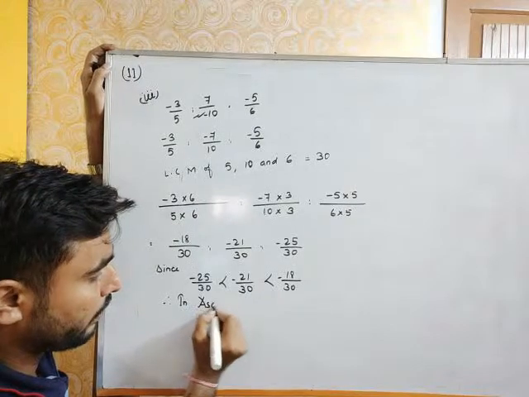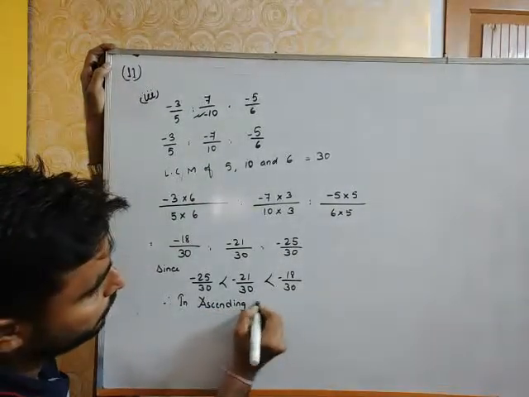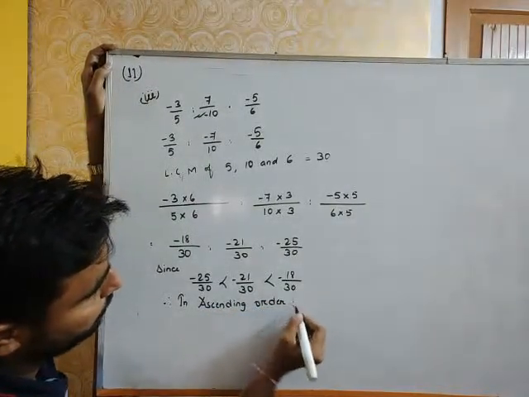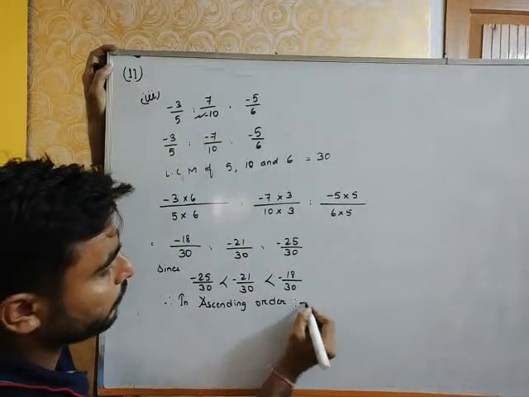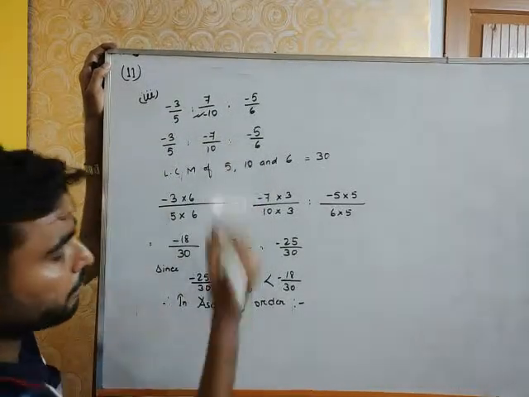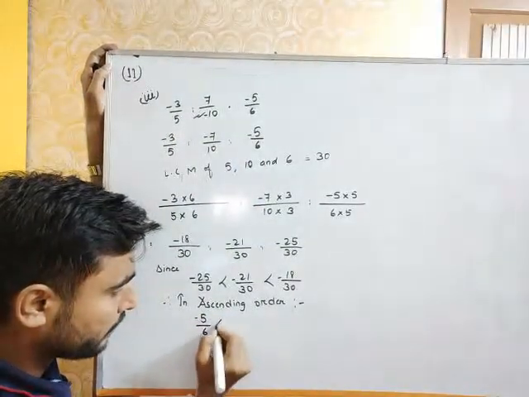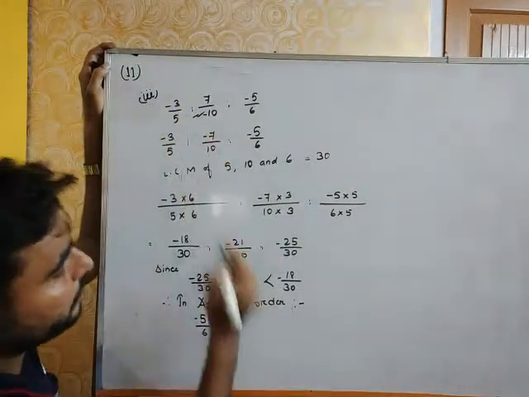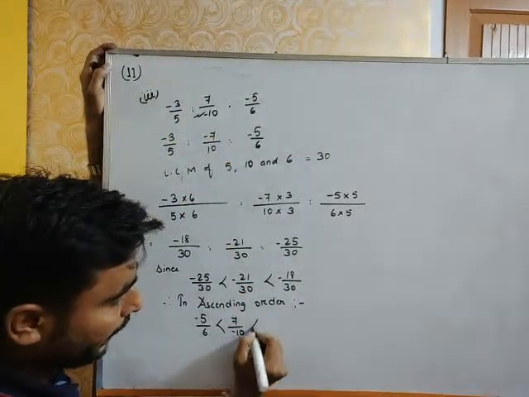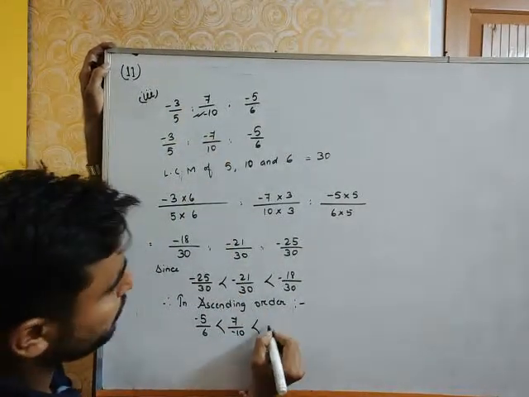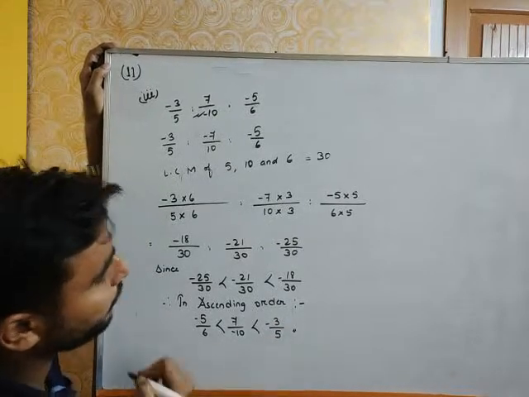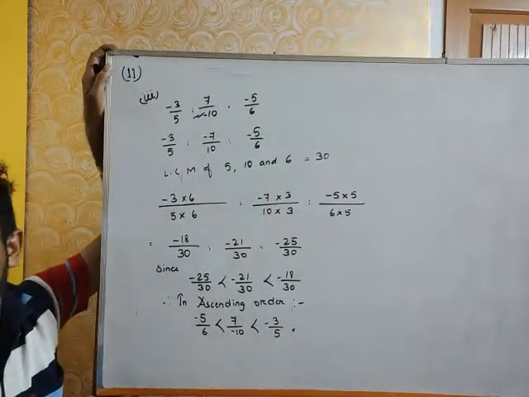Therefore, in ascending order, minus 25 by 30 resembles minus 5 by 6. Minus 21 by 30 resembles 7 by minus 10. And minus 18 by 30 resembles minus 3 by 5. Got it, all of you?